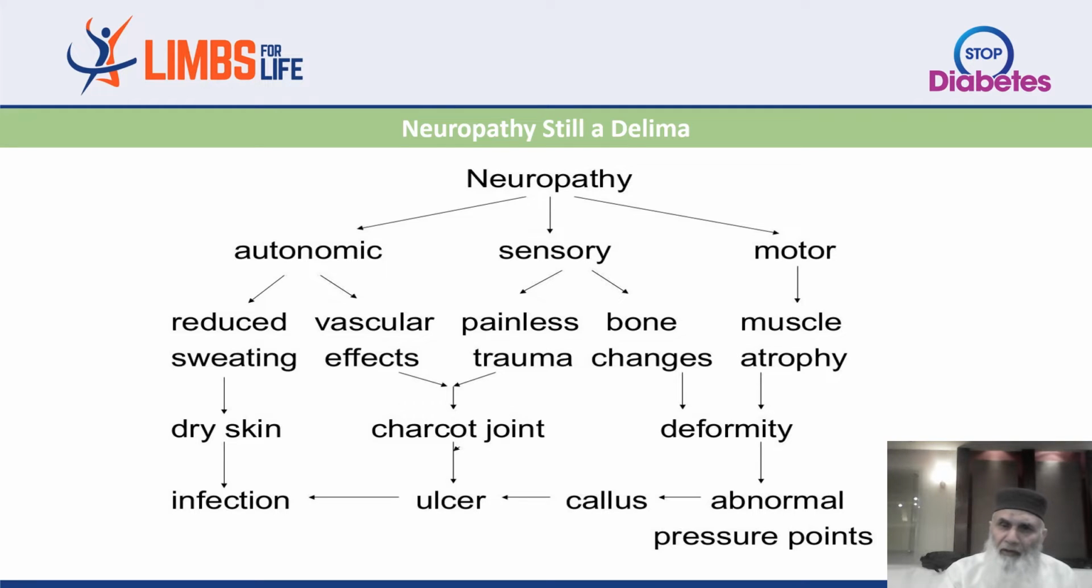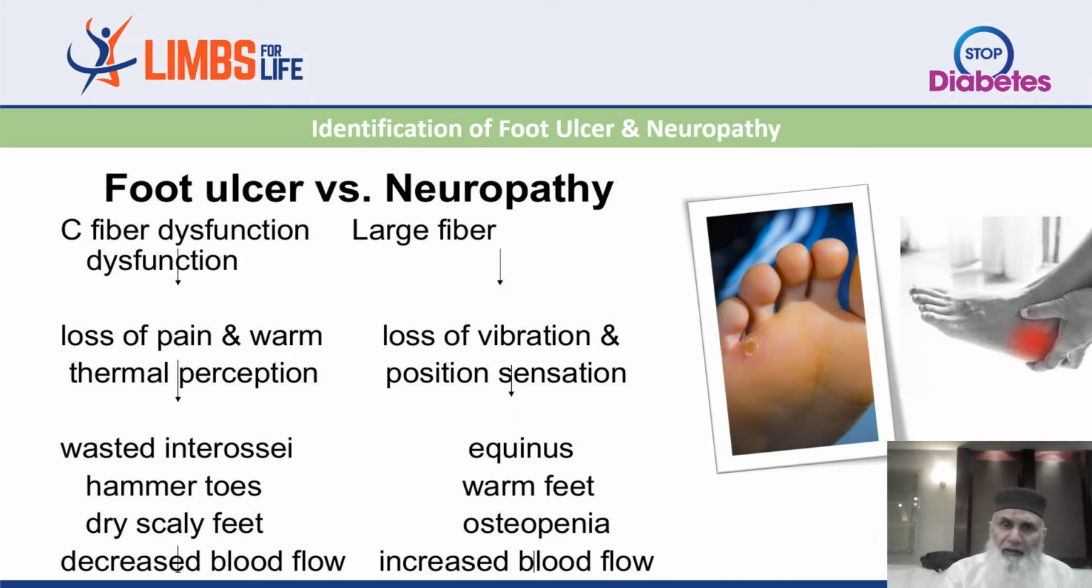So this is a vicious circle. We have to break this vicious circle. And C fiber dysfunction is the most important thing; these are large fibers and they are lost in cases of diabetic neuropathy.